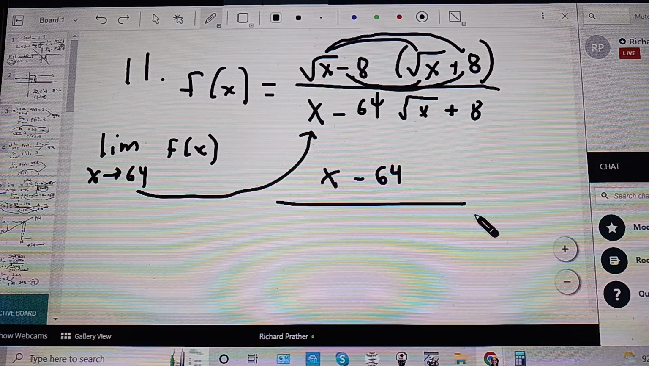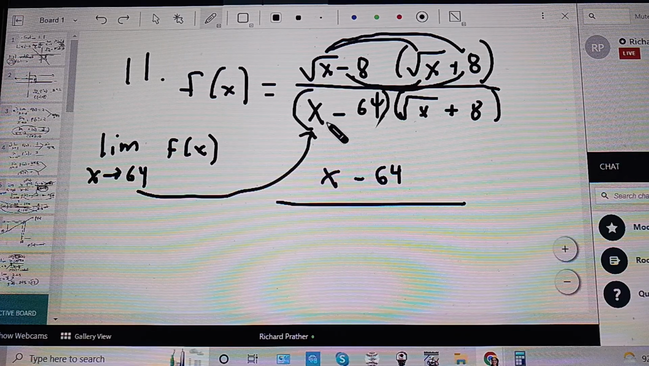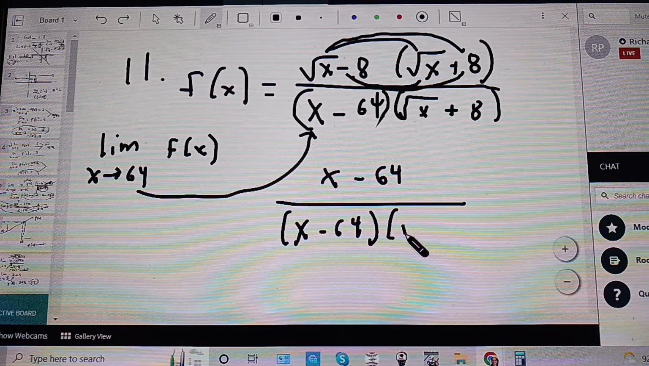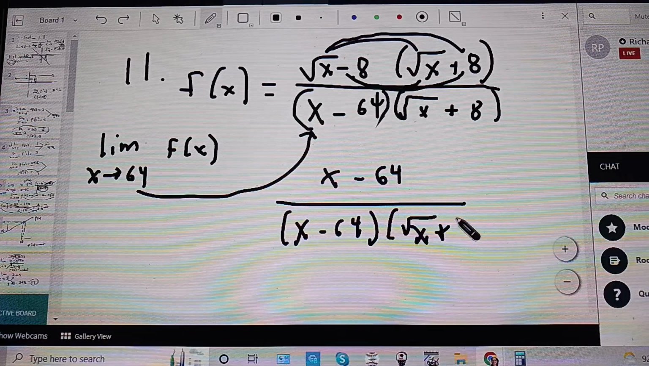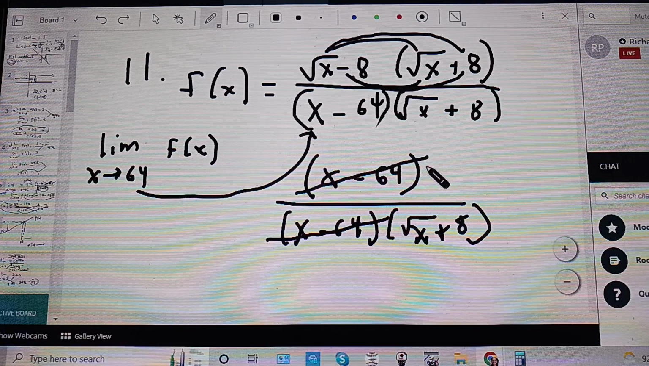And somebody who tried that said to themselves, wait a minute, look what happened there. Before they even went to FOIL the bottom out, you don't even have to FOIL the bottom out because there's already a matching factor. I didn't even factor it, and it's like factor and cancel, except I didn't have to do any factoring. So this will cancel that.